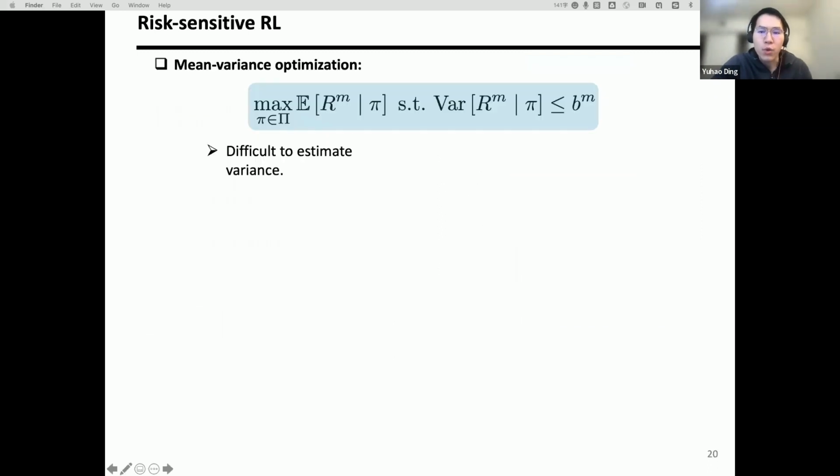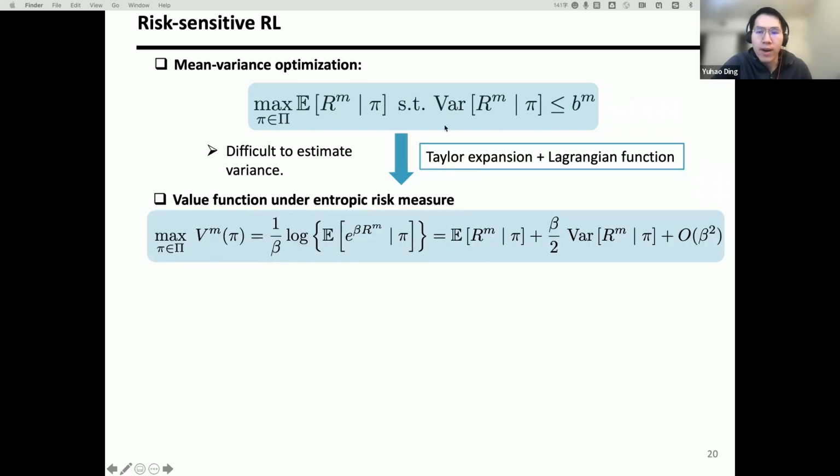However, the variance of the accumulated reward is very difficult to estimate in an online environment because for each environment, we only encounter a single trajectory. So to address this issue, we take the Lagrangian function of this constrained problem and find it is related to the Taylor expansion of the entropic risk measure of the accumulated reward, which means that if we take a Taylor expansion of this value function under the entropic risk measure, it is equal to the expectation of the accumulated reward plus beta times the variance of the accumulated reward. So if you regard this beta as a penalty term or the dual variable in the Lagrangian function, this Taylor expansion is approximately equal to the Lagrangian function of this mean variance optimization problem.